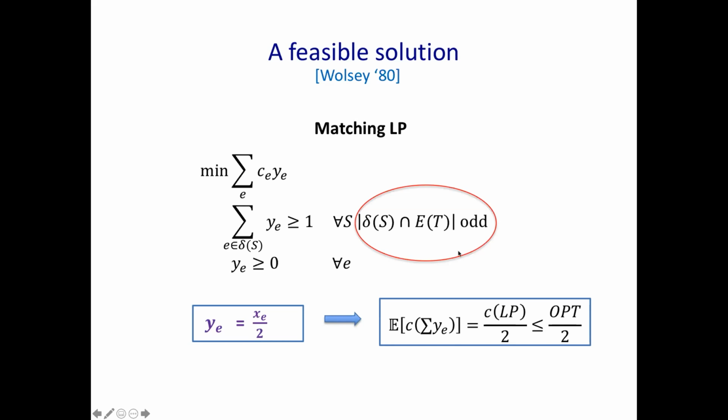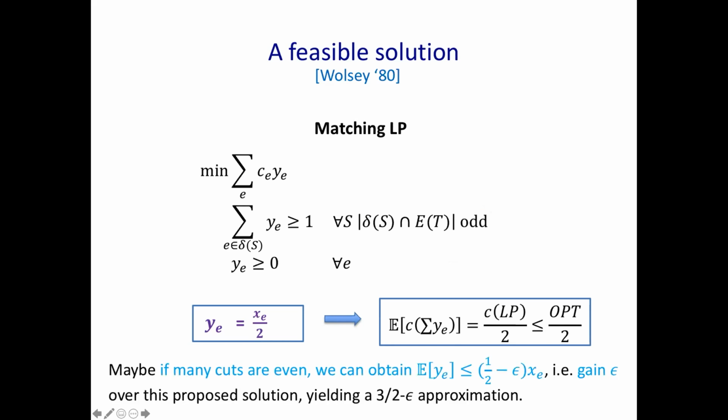However, as I said, this assignment simply makes every cut at least 1, so we're satisfying constraints that might not actually exist. So the hope is that maybe if a lot of cuts have an even intersection with the tree, and hence a lot of these constraints just go away, then perhaps we can set ye to be strictly less than xe/2 in expectation. For example, if some edges magically happen to be in no odd cuts, we can set their ye value to be 0, as there are no constraints.